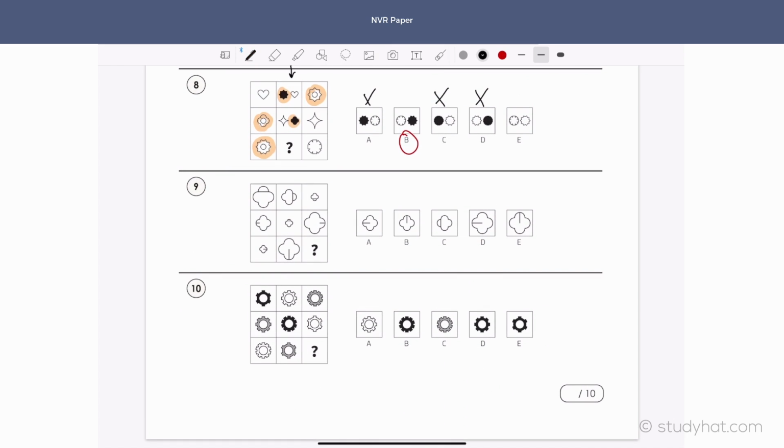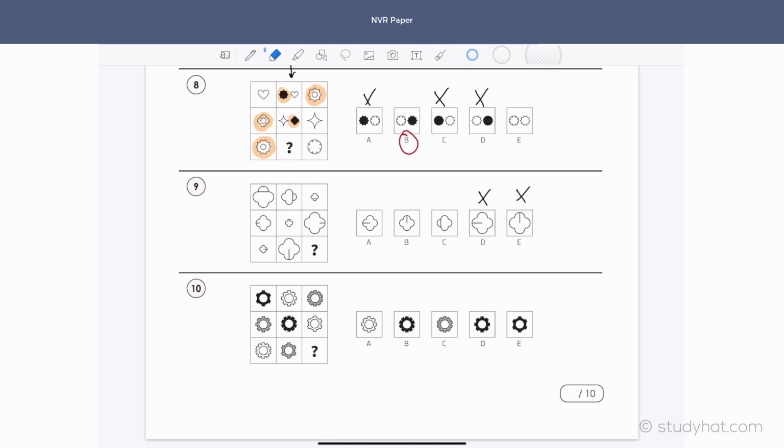Question 9. Let's again look at the shapes. We've got the same shape here, but they're different sizes. So we've got a big, medium, and a small. So this has got big, medium, and small. So if we look here, we're missing a medium for each column and row. So we can get rid of the larges, or bigs, that's what I called them.